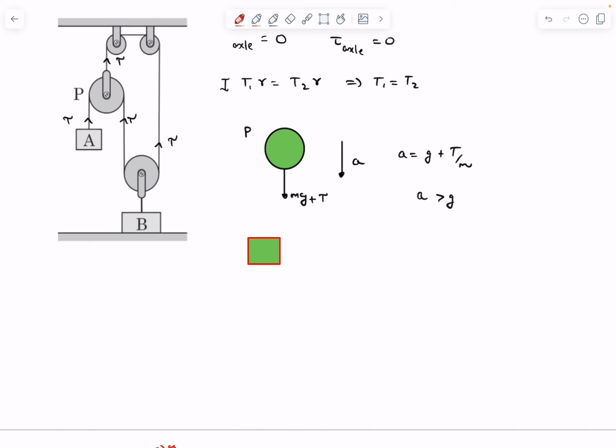Now let's talk about the block A, and let's say its mass is Ma. The force of gravity acts downwards, Ma g, and then we have the string tension T, and the acceleration of the block, let's say it is B.